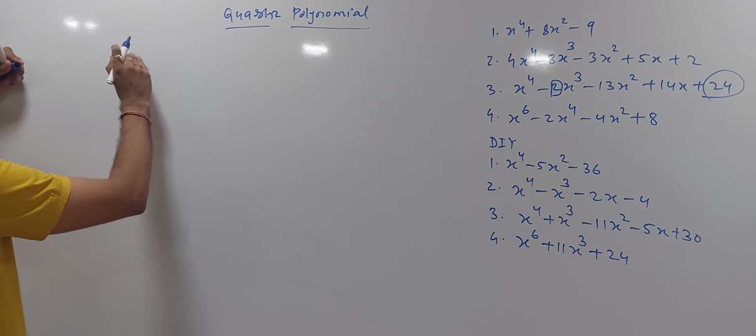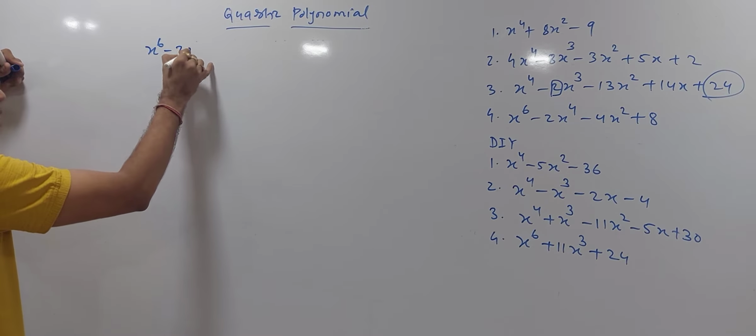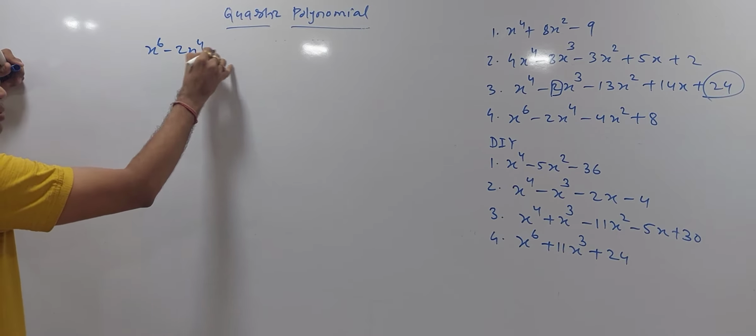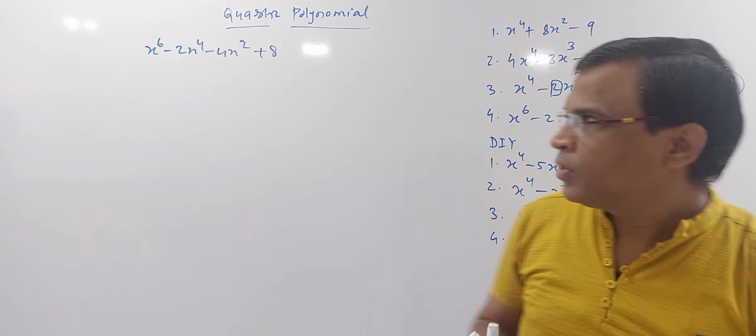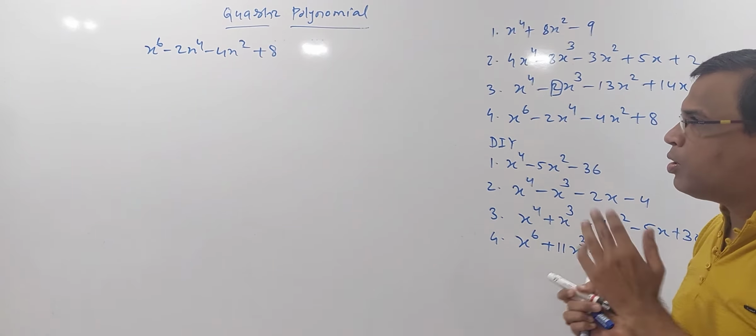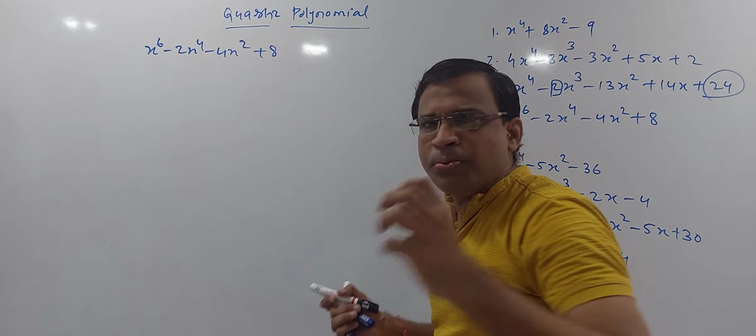So x power 6 minus 2x power 4 minus 4x square plus 8. Whenever they give you a question like this, always remember that there will be some catch. They are all hacks. What do you mean by hacks? That means they are all trick based. You need to figure out what the trick is.